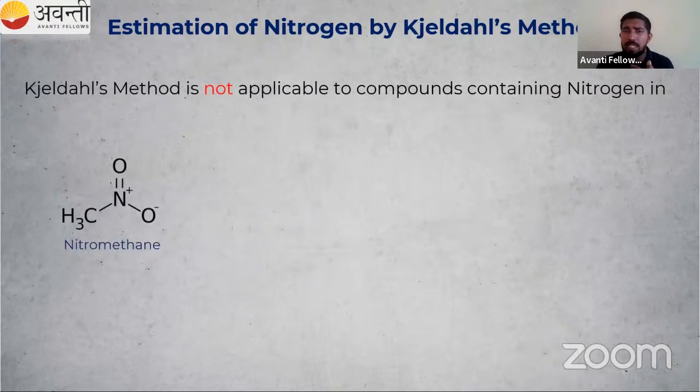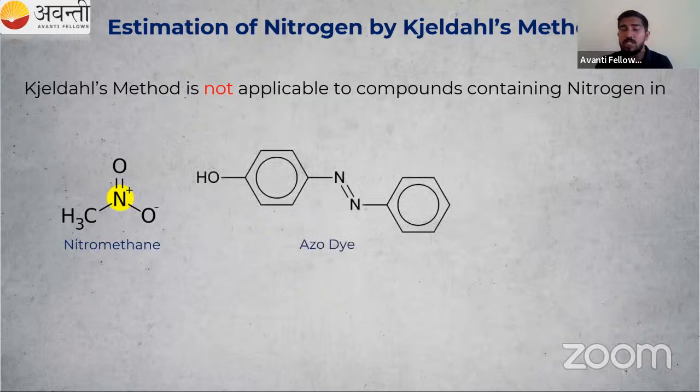In Kjeldahl's method, what is the final product? Ammonium sulfate. So Kjeldahl's method is not applicable to certain compounds containing nitrogen. Which are those nitrogen compounds? One is nitro compounds. Here you have nitromethane.